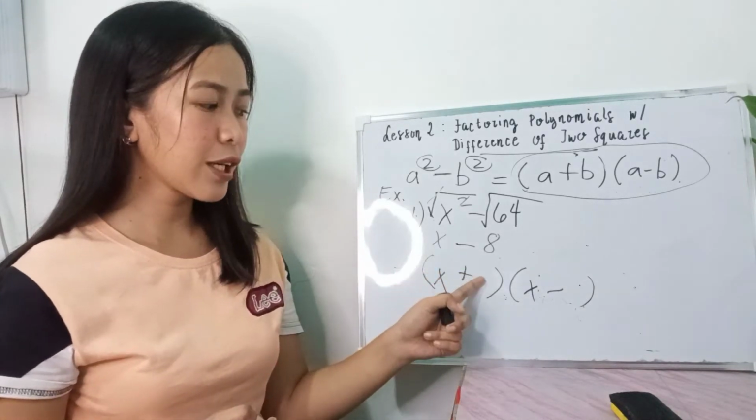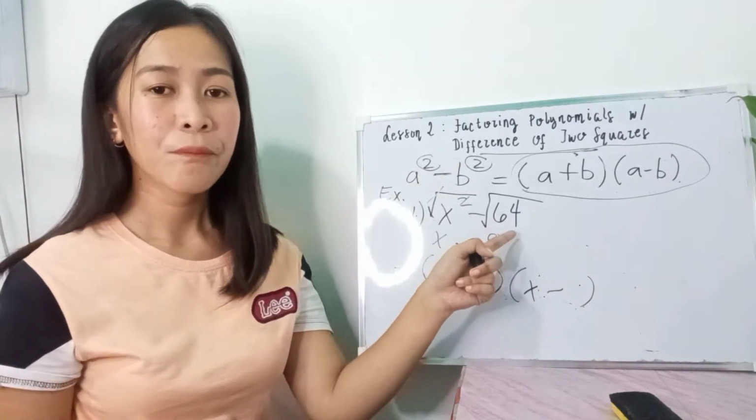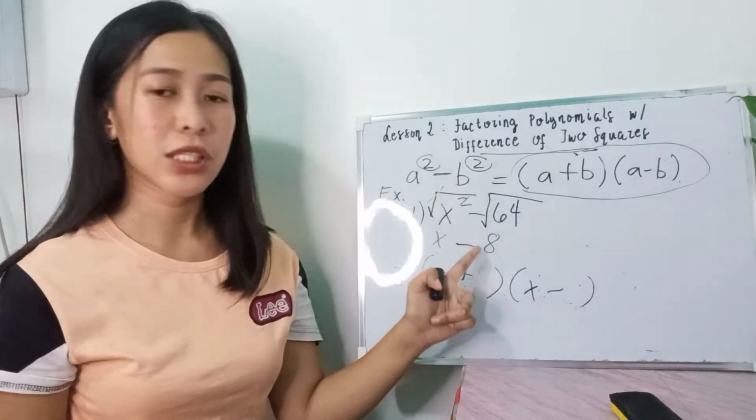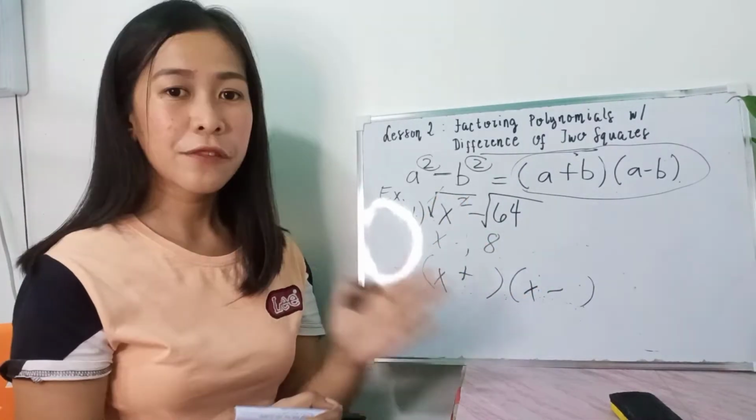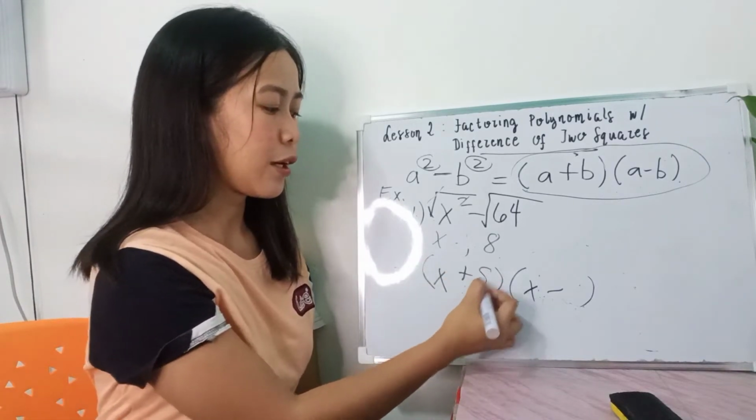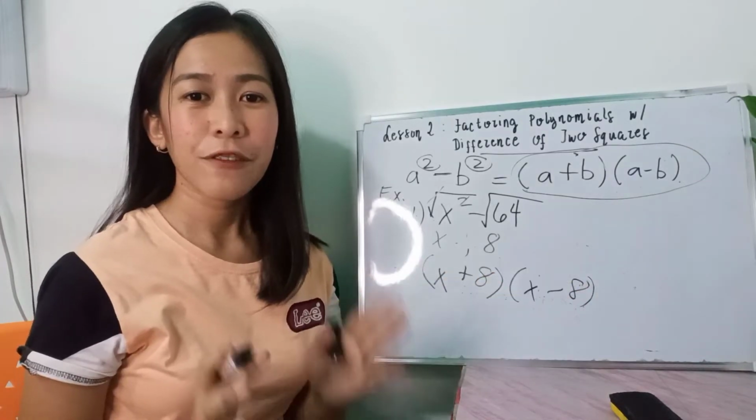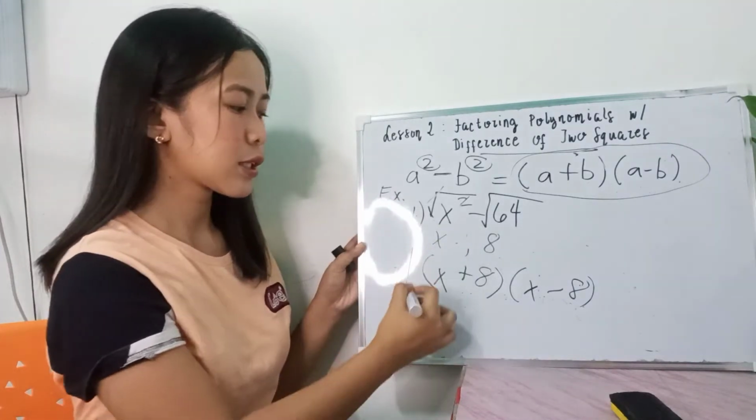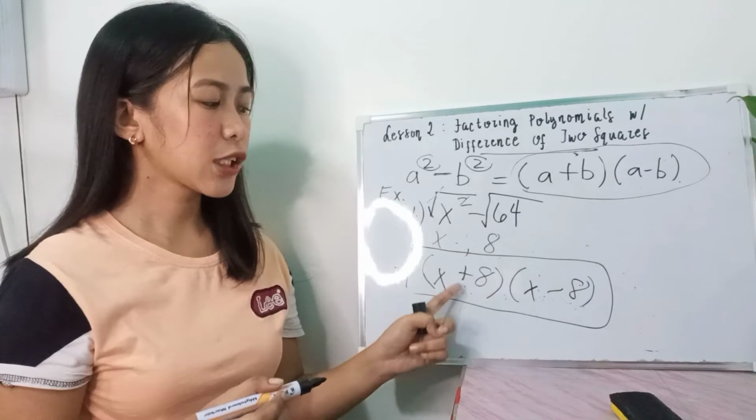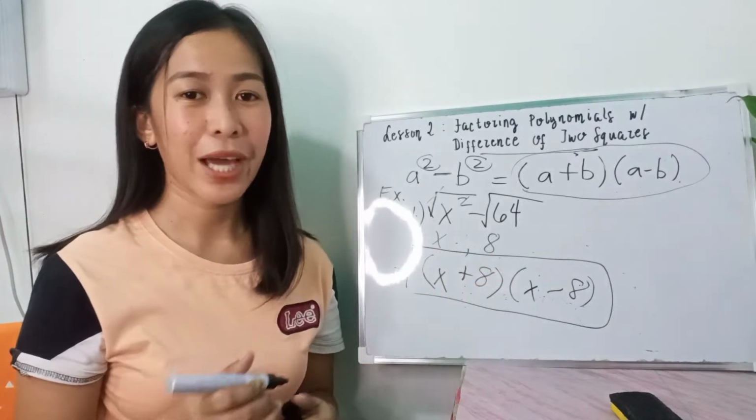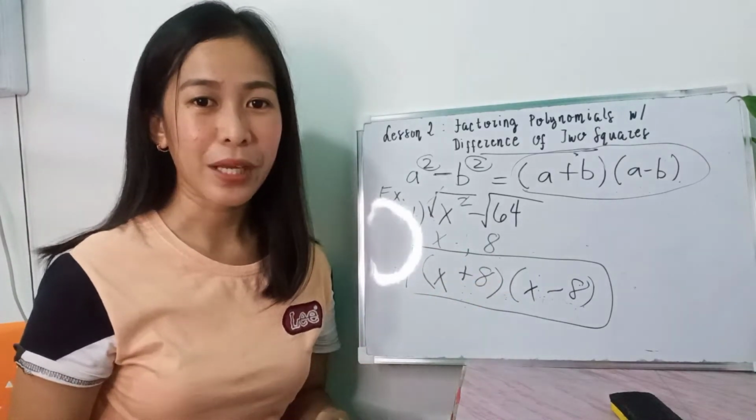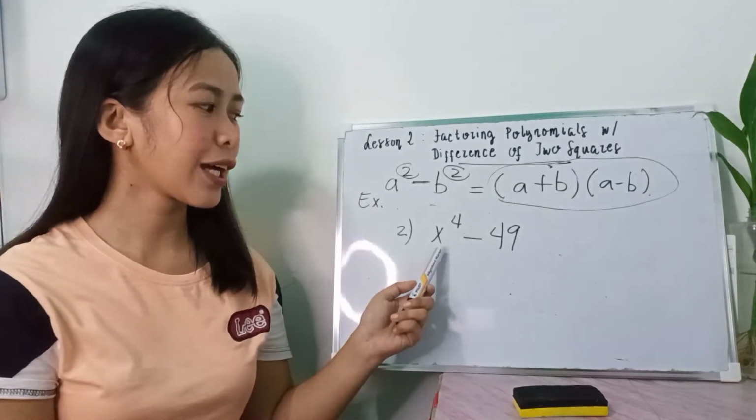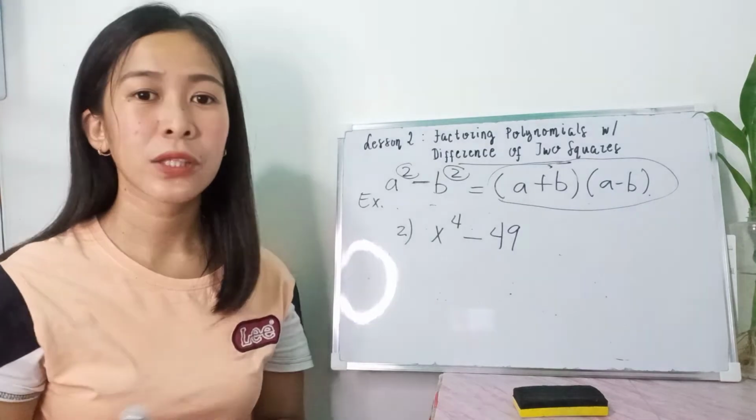Right? And then dito, ilalagay nyo naman yung square root ng constant na kinuha natin kanina, which is, of course, 8. Therefore, we are just going to write it here. Ayan. And then, the factor of x squared minus 64 is, of course, this one. X plus 8 times x minus 8. Ganun lang siya kasimple. Okay, so for our second example, we have x raised to 4 minus 49.